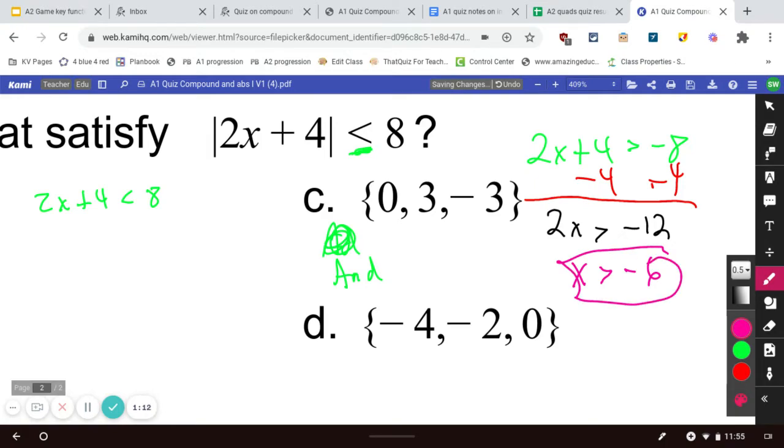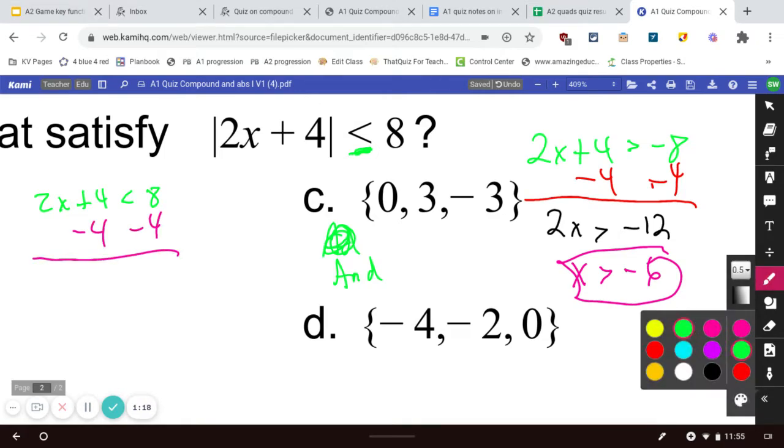And then on the green one, same steps. We're going to minus 4. And then we're going to get 2x is less than 8 minus 4, which is 4. Okay. Divide by 2. And we're going to get x is less than 2. All right.